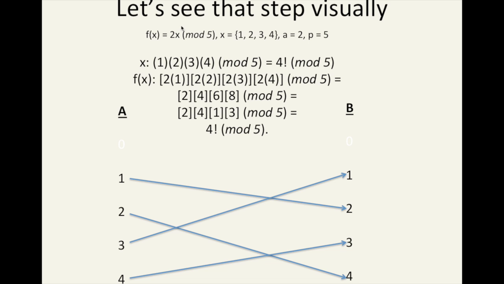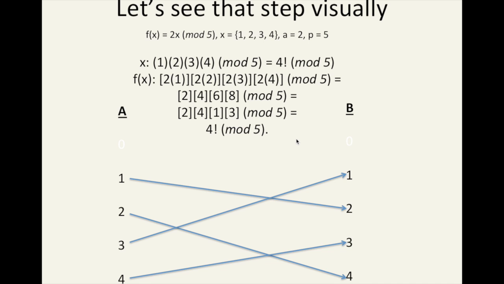So since we know that f of x equals 2x, if we were to multiply all the values of f of x, it would simply be 2 times 1, 2 times 2, 2 times 3, 2 times 4, all in mod 5. And so we're going to simplify that. So 2 times 1, 2 times 2, 2 times 3, 2 times 4 is simply 2 times 4 times 6 times 8 in mod 5, which we can then simplify in mod 5. So that's 2 times 4 times 1 times 3, which turns out is the same as 4 factorial.